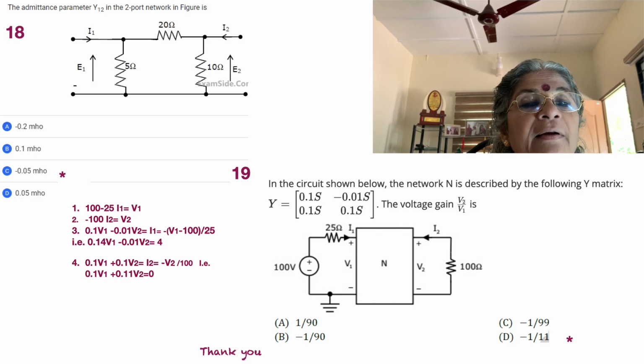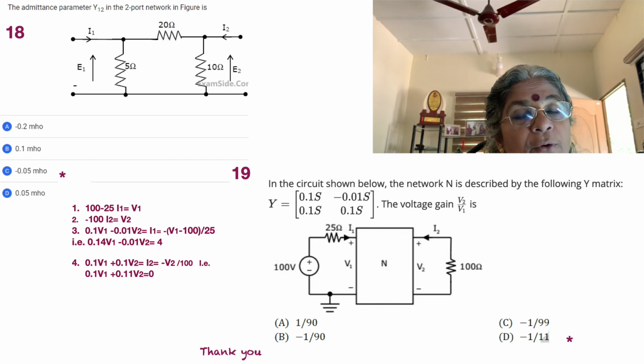Again we have E1, I1, E2, I2, with 5, 20, 10. They are all different, and we are supposed to find out the Y parameters. There are several methods, but of course we can go for finding 1 by 5 plus 1 by 20. What we require is only y12. So we have 1 by 20 alone, which is equal to minus 0.05 mho. The reciprocal of ohm is mho.